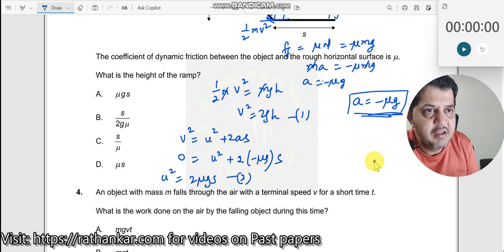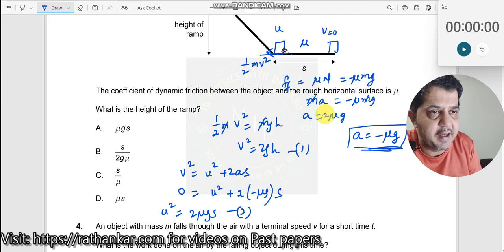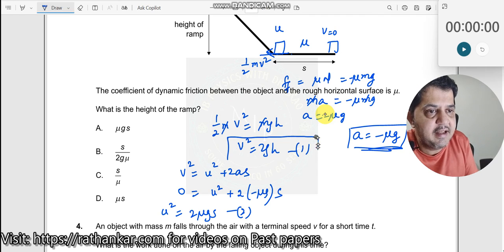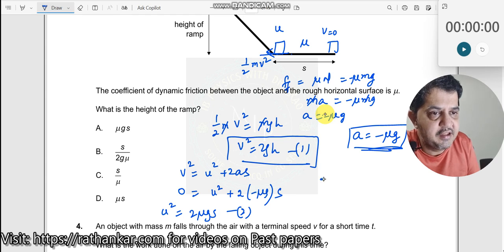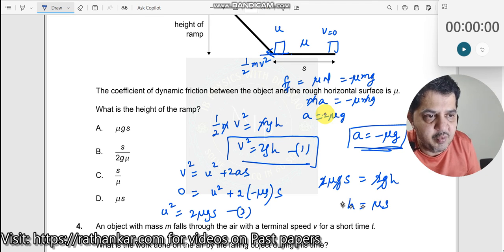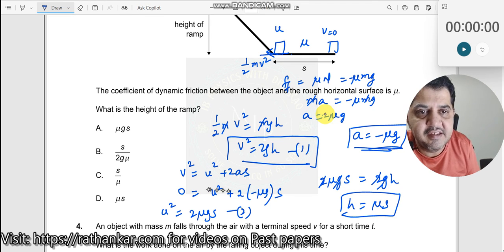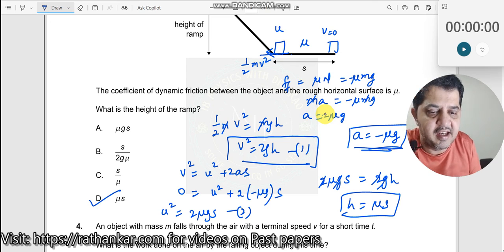But what is u? It is the velocity at this point, which is the same velocity as it keeps on coming downwards, which we got from here. So we can equate 1 and 2. When I do this, what do I get? 2 times mu times gs is equal to 2 times gh. The 2 and 2 go away, and g and g go away. What do I need? I need the value of h. h is equal to mu times s. The answer is D over here.